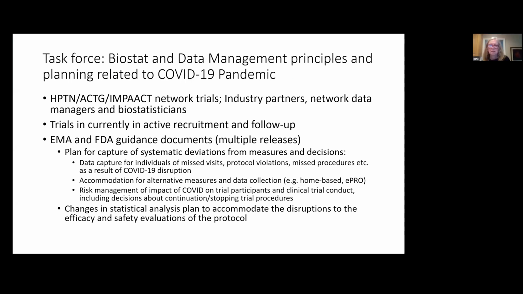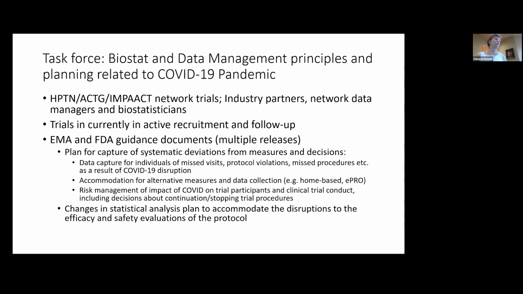I think the title of the subject that was given for my talk is a little bit misleading. What I'm actually going to talk about is the work that I'm doing in clinical trials that are in the field and how COVID is impacting them. So it's a different angle completely. It's not about COVID directly. It's about how we continue the research and look at the impact of COVID on research that's in the field. So this task force is biostatisticians and data management establishing the principles and planning related to dealing with disruptions in the ongoing trials because of the COVID pandemic.